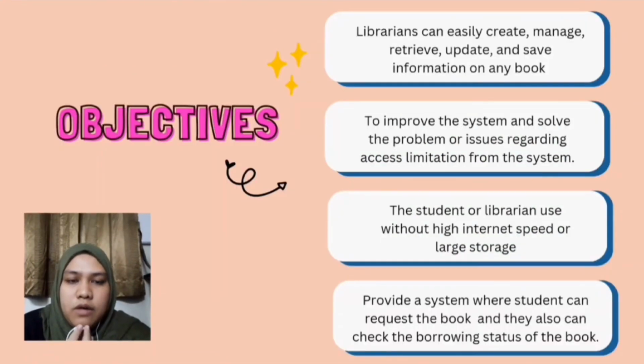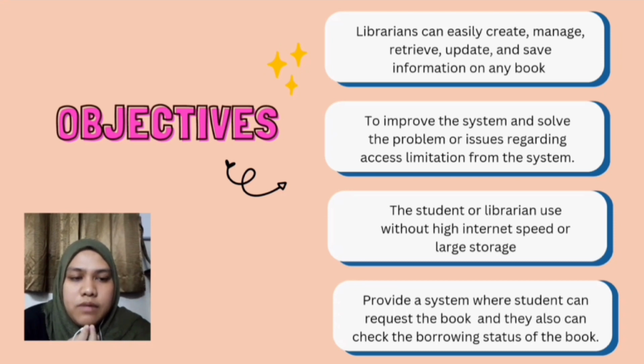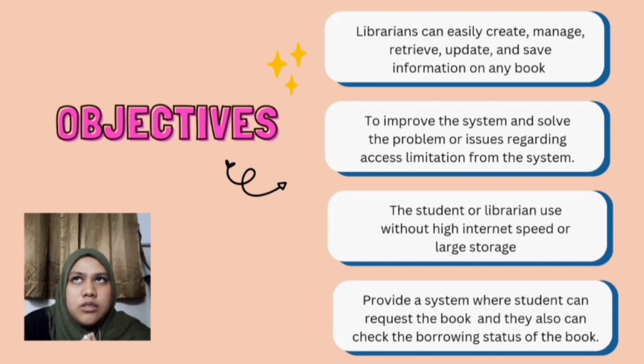About the objective of the projects. First is the librarians can easily create, manage, retrieve, update and save information of any book. Second is to improve the system and solve the problem or issue regarding the access limitation from the system. Third is the student or librarian can just use the system without high internet speed or large storage.